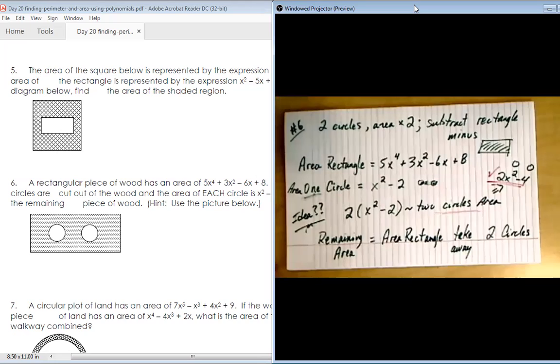Zoom, you can see this okay? Yeah. Okay, it's starting to get a little fuzzy in class.